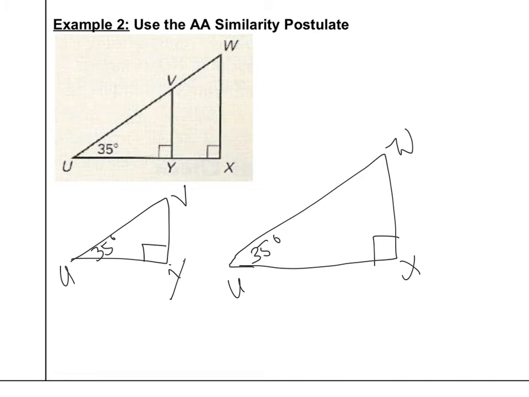So do we have two sets of angles? Well, let's compare. We've got U. It always goes to black.